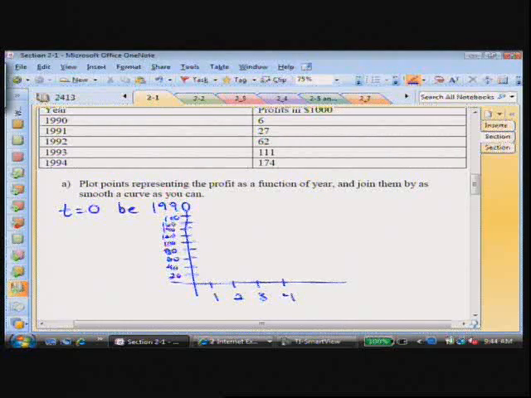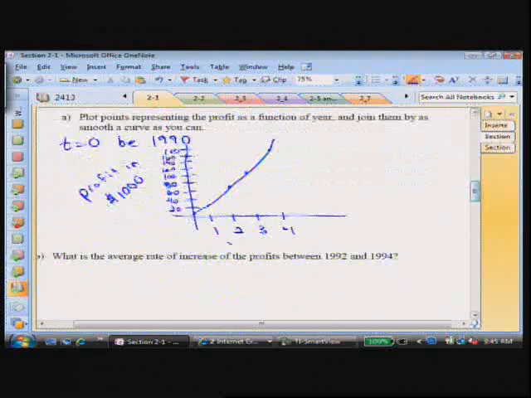Okay, so in year 0, we were at 6, so maybe about there. In year 1, 1991, we were at 27. In year 2, we were at 62. In year 3, we were at 111. And in year 4, we were at 174. And so we have sort of a maybe hopefully slightly bending up curve. Okay? And so this is profit in thousands. And this is the year since 1990.